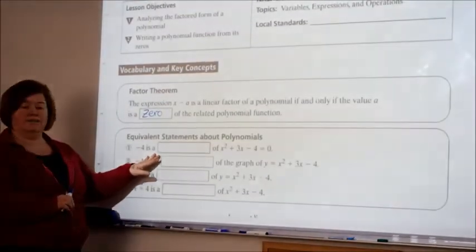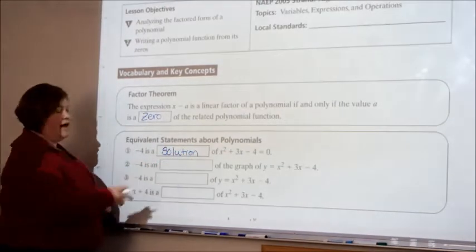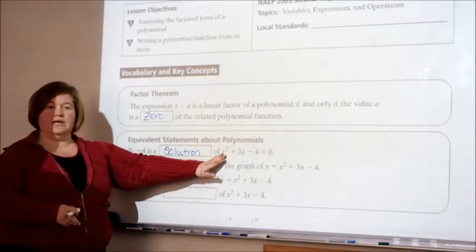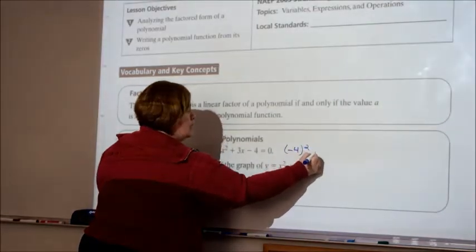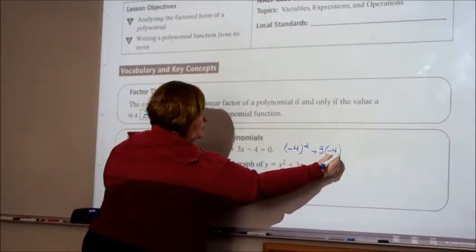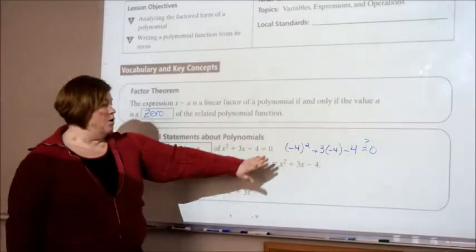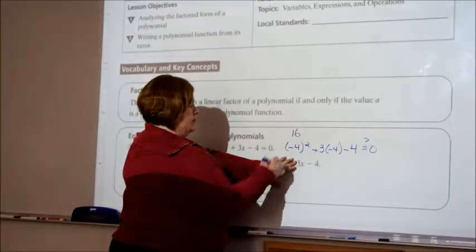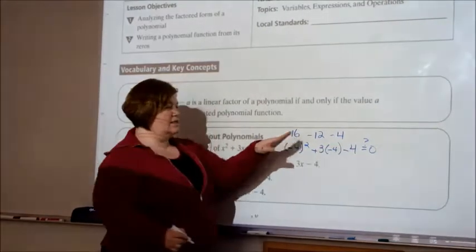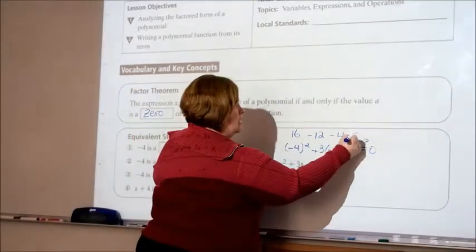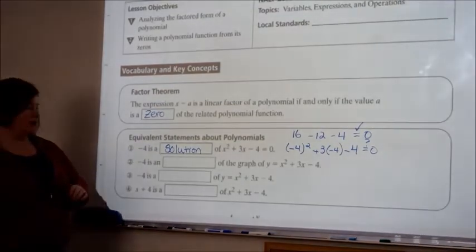So negative 4 is first of all a solution of that polynomial. Because if we put negative 4 in here for x, we would have negative 4 squared plus 3 times negative 4 minus 4, and we want to know, is that equal to 0? Well, negative 4 squared is 16. 3 times negative 4 is negative 12. Minus 4, well, 16 minus 12 minus 4 is indeed equal to 0. So negative 4 is the solution of that polynomial.